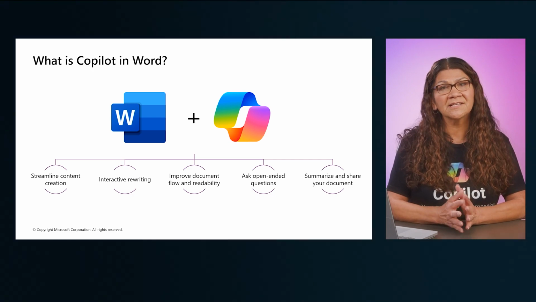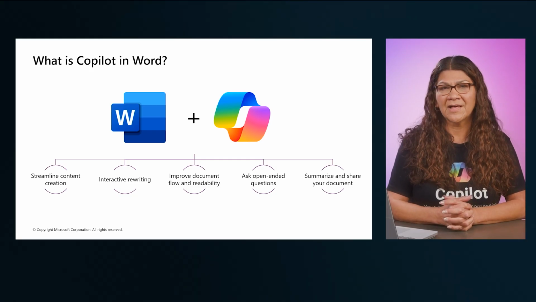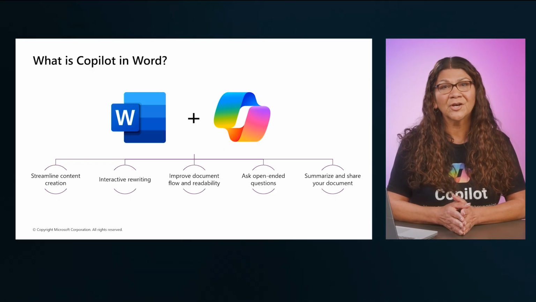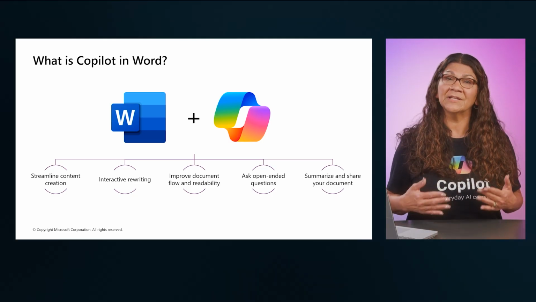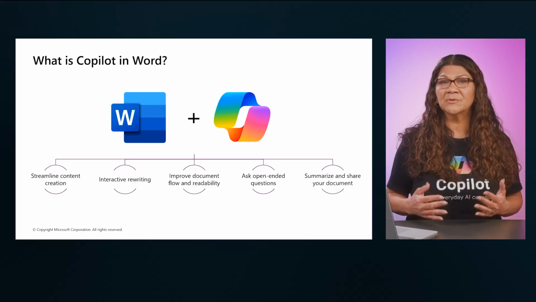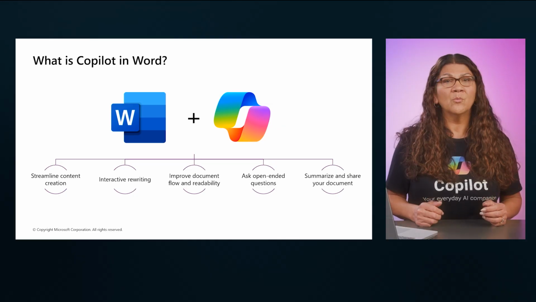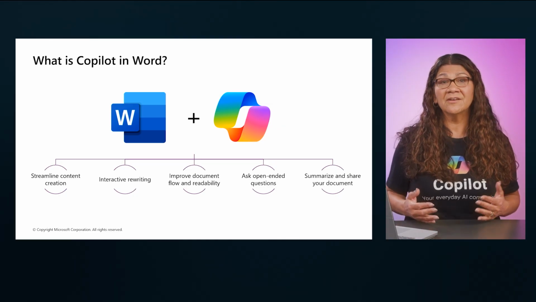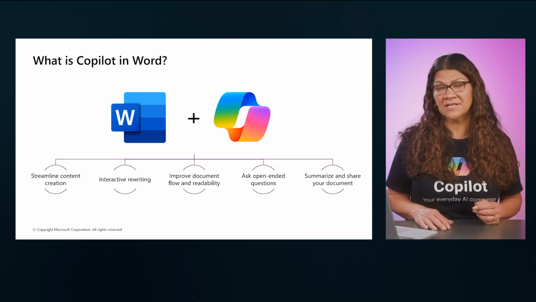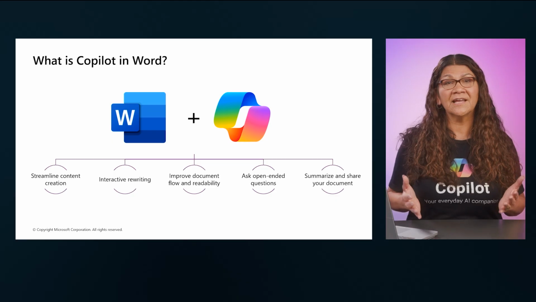By understanding the context of your writing, Copilot helps you communicate more effectively, making it incredibly valuable for professionals, students, and creatives alike. Beyond drafting, Copilot elevates your writing by enabling interactive rewriting, improving flow and readability, answering open-ended questions about your content, and even summarizing documents. Whether you need help restructuring sections, finding clearer wording, or pulling out key takeaways to share with your team, Copilot provides real-time suggestions that enhance quality and save time.